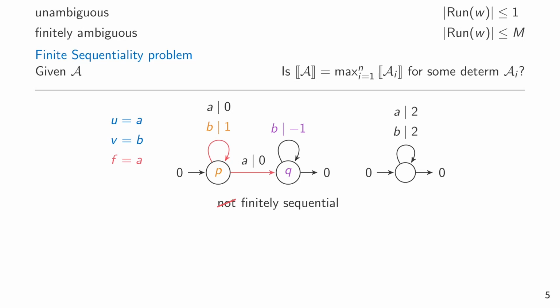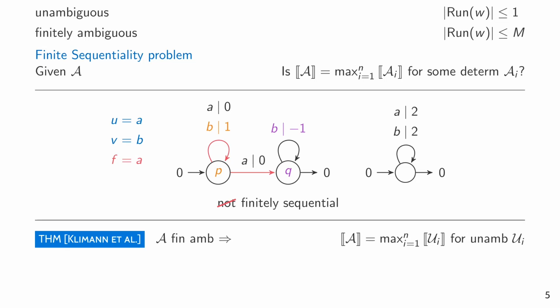For that, let me recall one theorem, namely that every finitely ambiguous max plus automaton can be decomposed into finitely many unambiguous max plus automata. This result by now has several proofs. A very well-known one is by Kirsten, Lombardy, Mairesse, and Prieur. Given a finitely ambiguous max plus automaton, we can always construct finitely many unambiguous max plus automata whose pointwise maximum is equivalent to the original automaton. Note that these automata are unambiguous, not deterministic.